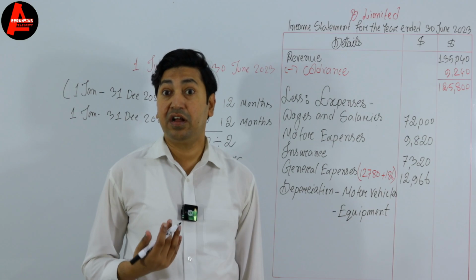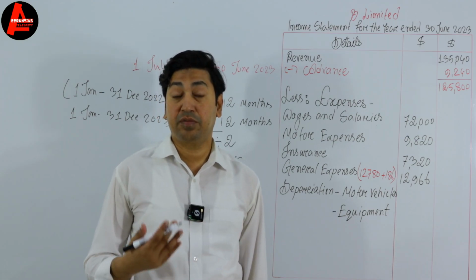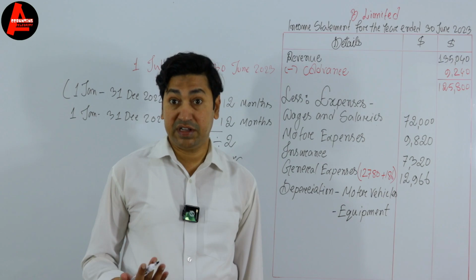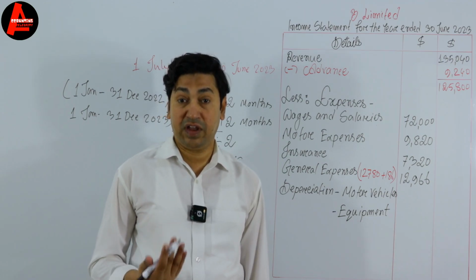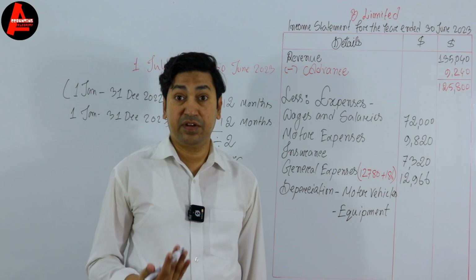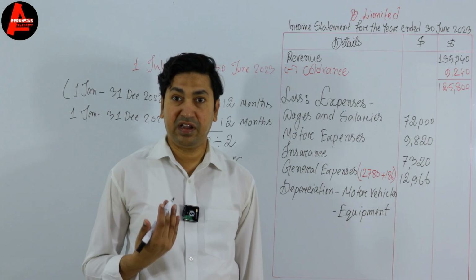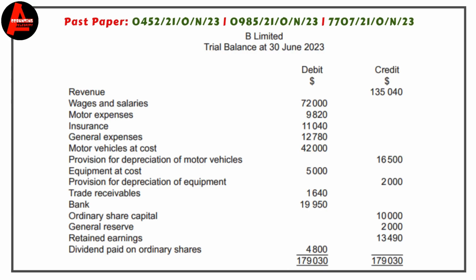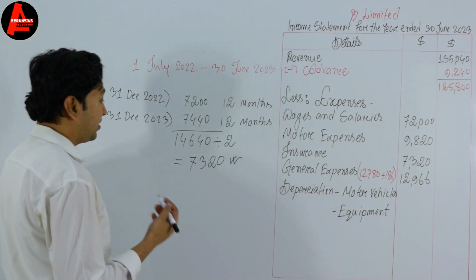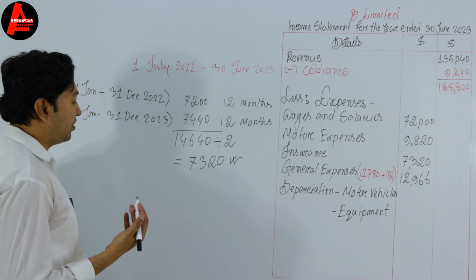First of all, you need to take the cost price, then from the cost price you have to subtract previous year depreciations to calculate net book value. And if you multiply the rate of depreciation by net book value, you will be able to calculate depreciation for the year. Okay, so here on the question we have a motor vehicle at cost. The cost price, it is $42,000, and we have next item, provision for depreciation of motor vehicle, it is $16,500. Okay, so now from the cost we will subtract the depreciation, then multiply the rate by 25%.